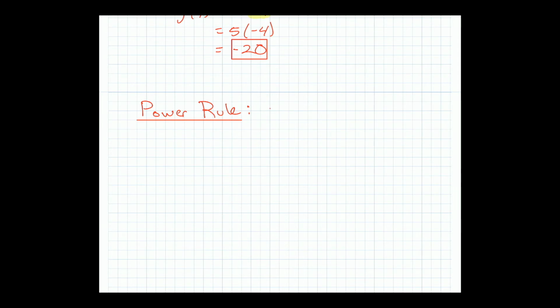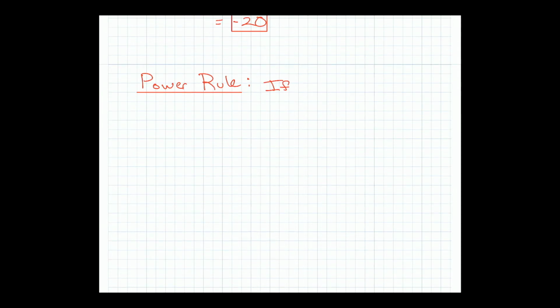It's going to say, if n is not equal to 0, then actually is it true? No, it's not true. It's not true if n equals 0. Then the derivative of x to the n is, and here's what happens.